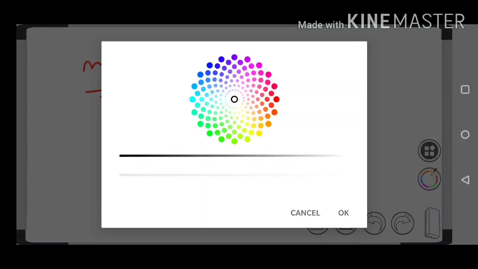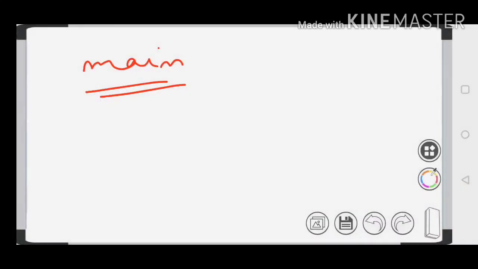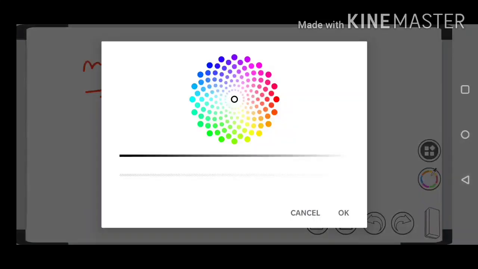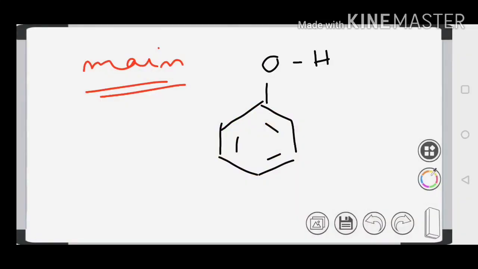The main thing is, if I draw the structure, on the aromatic ring there is OH. Let us draw it first. There is OH. Now from the oxygen-hydrogen bond, oxygen drags the electron, so the H plus will be liberated, as you can see.